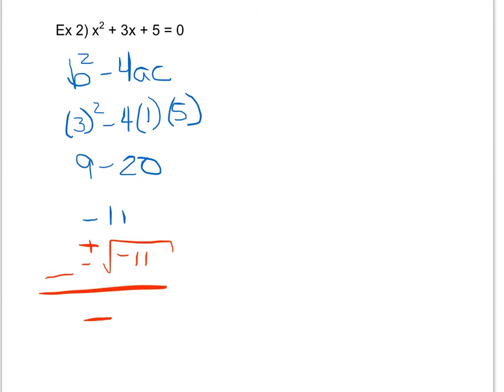How many solutions am I going to get from this complex or imaginary number? Well, I'm going to get this plus my imaginary number divided by this, and this minus my imaginary number divided by this, meaning I am going to get a total of 2 imaginary solutions.